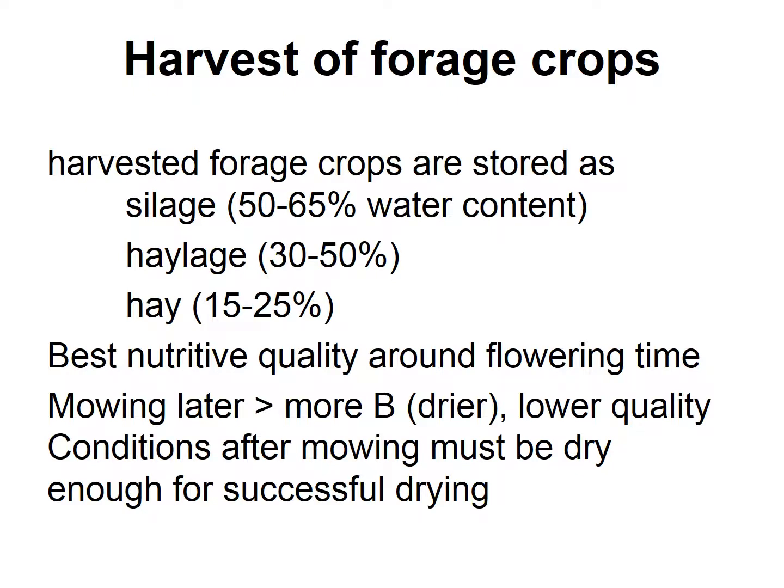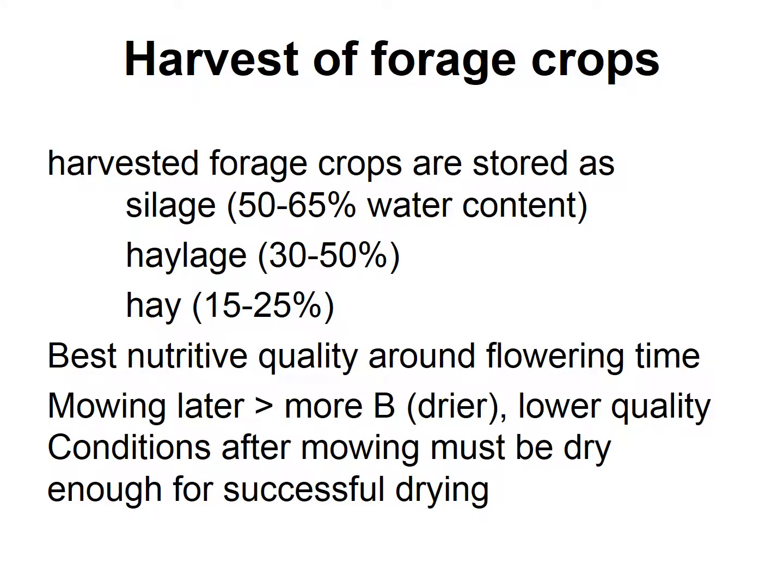For forage crops, usually the alternative is to try and conserve the harvested forage using different methods like silage, where harvest is performed with water contents between 50 and 65%, haylage with between 30 and 50% of water content, and hay between 15 and 25%.